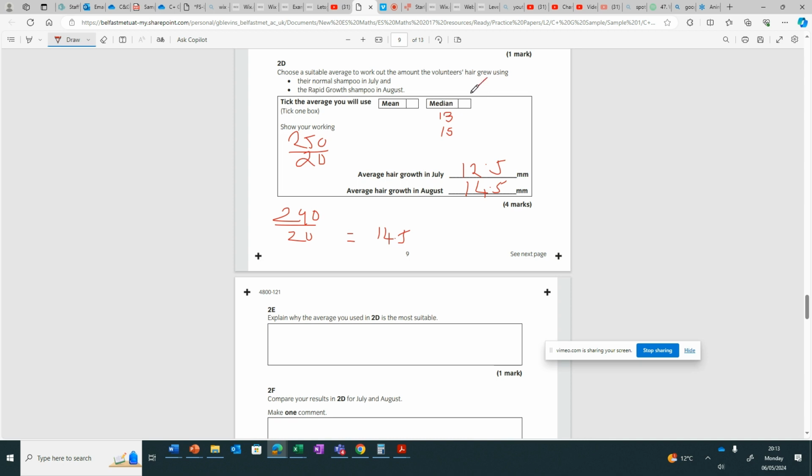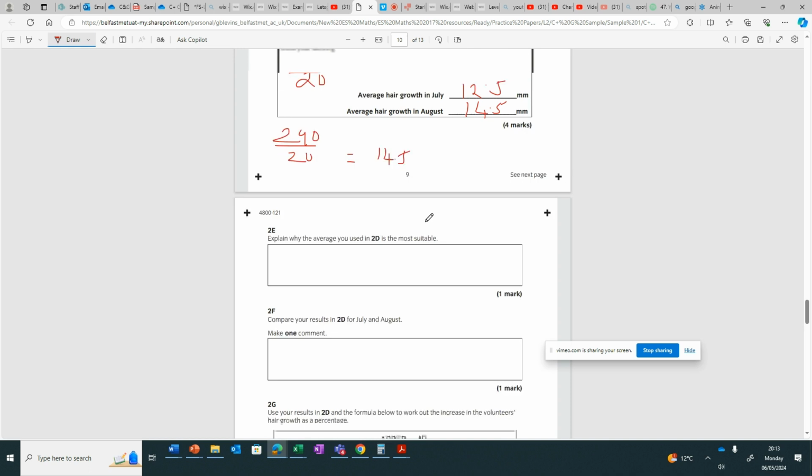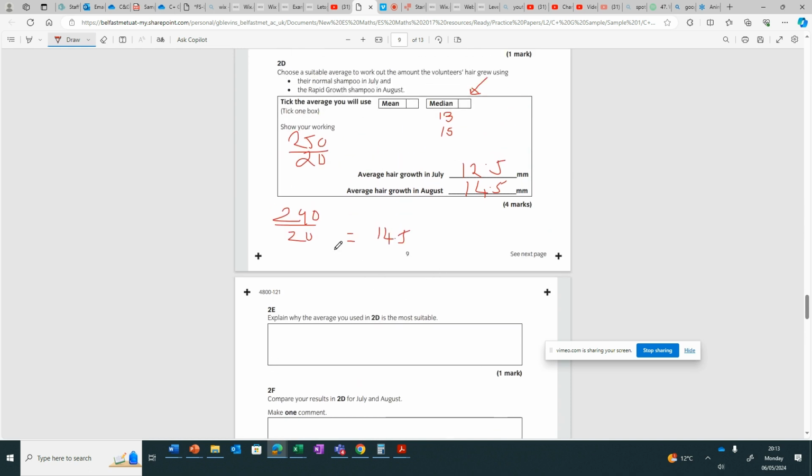Explain why the average used in 2D is the most suitable. Well, if you use the mean, you would say, I use the mean as it uses all the data. If you pick the median, you would say, I picked the median as I wanted to get rid of really high and low values. Make sure to know that. It's only 2%, but it's 2 easy marks if it pops up.